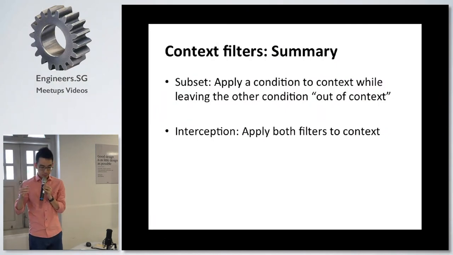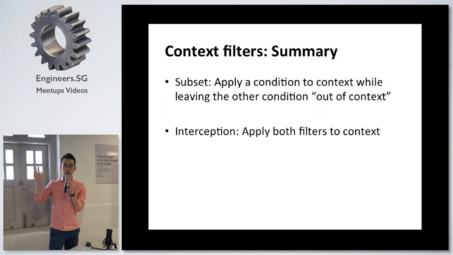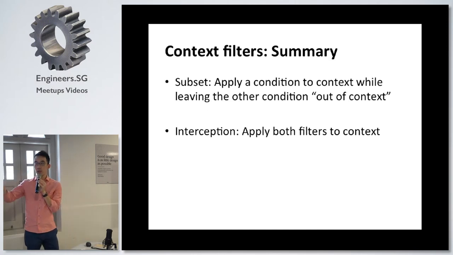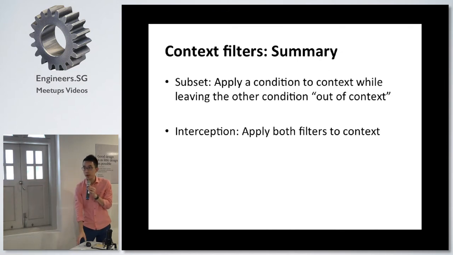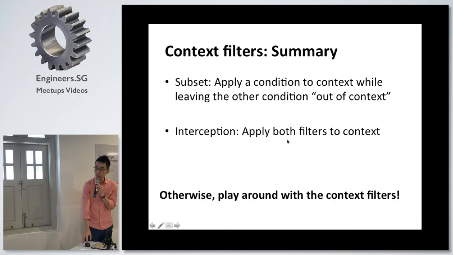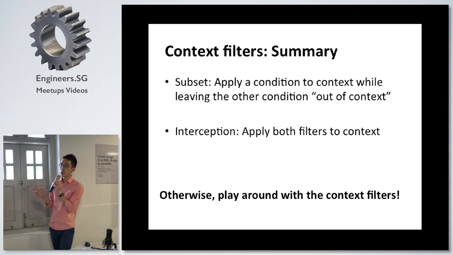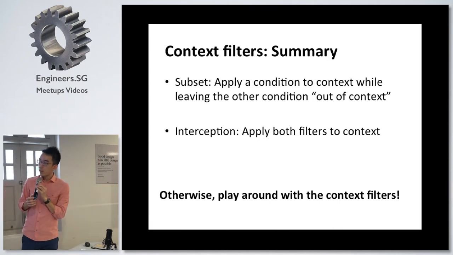So to summarize, if you're doing the subset and superset thing, you add whichever is the superset to context while you leave the other one out of context. Otherwise, for most cases, I will add all the filters to context, and if I don't get what I want, I will just play around with the context filters. I understand it's a bit hard to understand, but I can't find a better way to explain this.